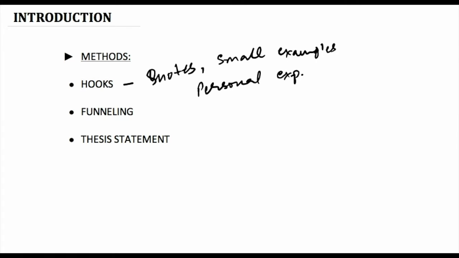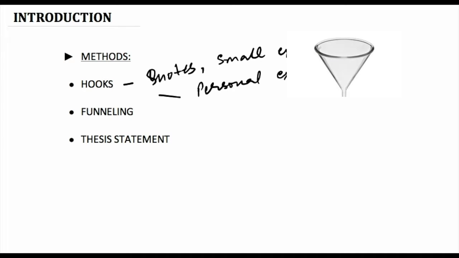But remember that even if you are using personal experience, do not use the words I, we. Mention it in a way that it signifies that it's a personal experience, but at the same time it's in the third person. Hooks can also be written in many different ways. We'll be talking about that.